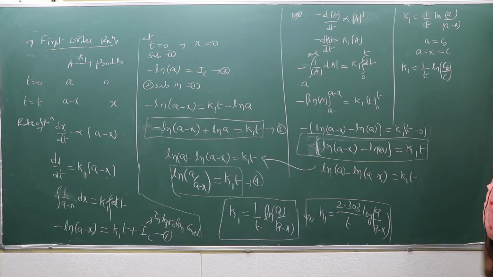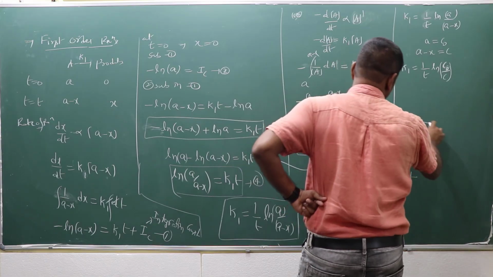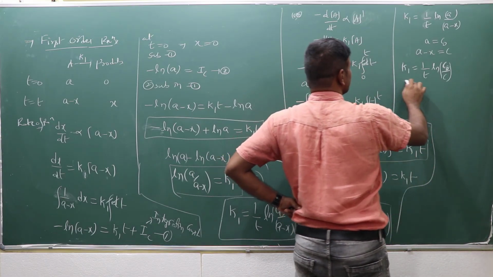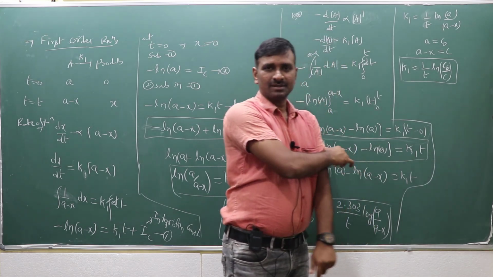These equations may be different. Right, C0 by C. And sometimes these equations may also be changed. This is one type of equation: if A is equal to C0, A minus X is equal to C, suppose.